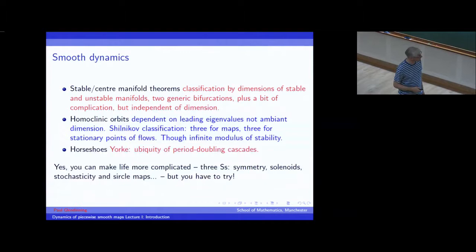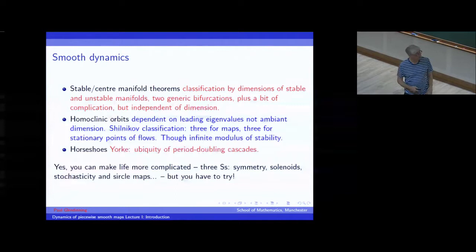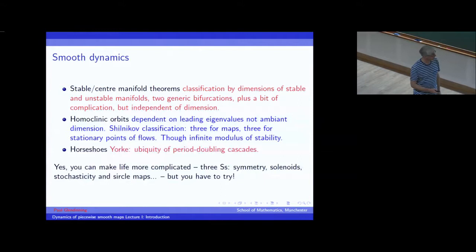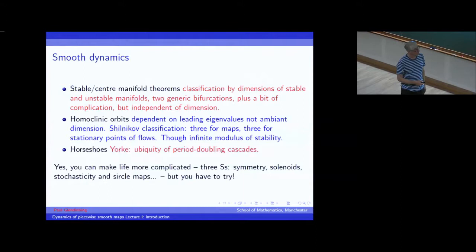And so as I say here, yes, you can make life more complicated in the smooth case, and people make careers out of doing that, partly because symmetry is really important. If you start having symmetries, and I mean that in a really naive way, even just x to minus x. Think about a fluid flow in an infinite layer. Well, it's got rotational symmetry, it's got reflection symmetry, it's got translation symmetry. So symmetry isn't something you can just say I'm not going to be bothered with, unless you're a pure mathematician, and then you could say it's non-generic. Instead of horseshoes, you can have solenoids, stochasticity, circle maps, where there's some additional stuff that you can do. But the point I'm trying to make is you have to try.